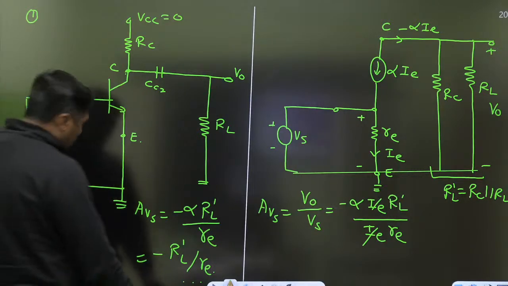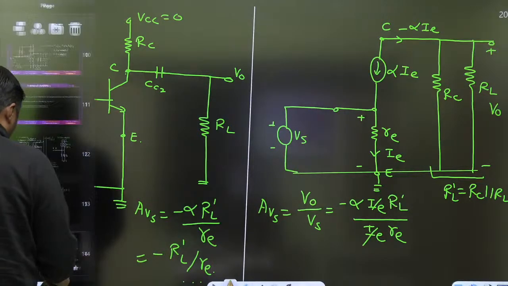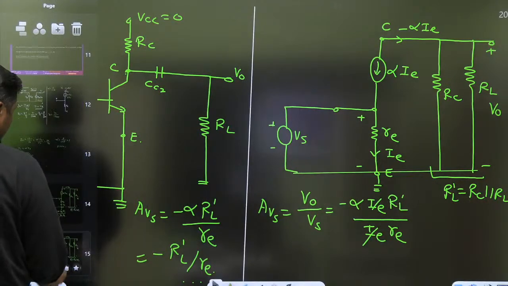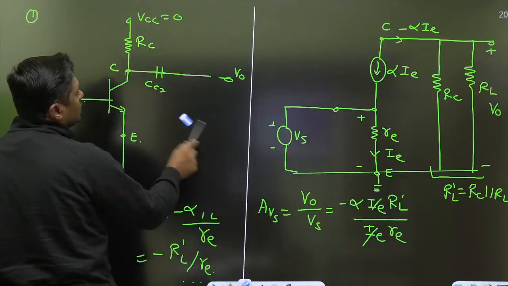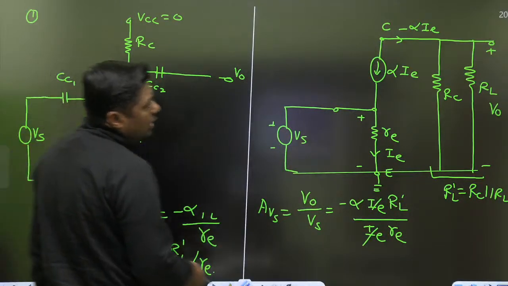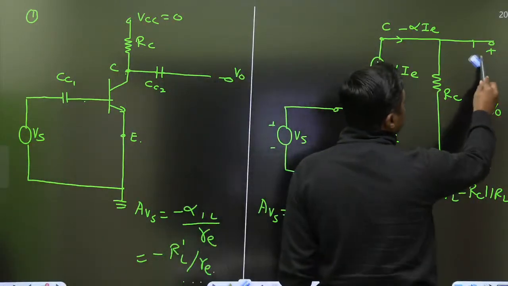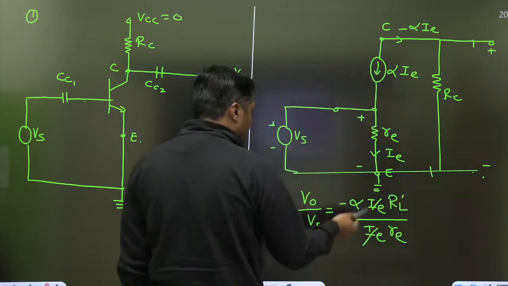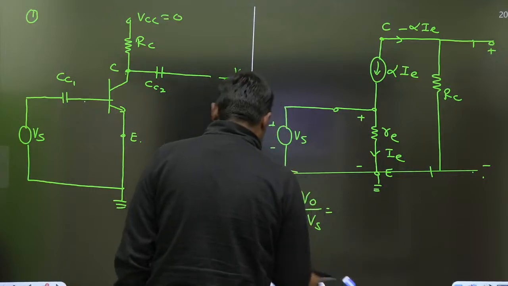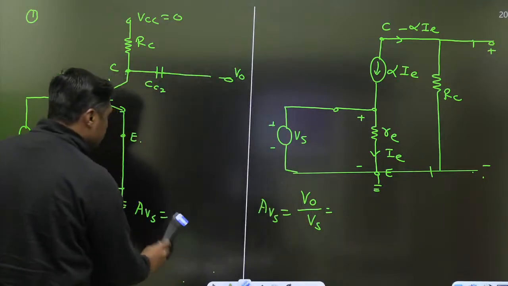If in a particular numerical RL is not given, for example, if the RL is not given, remove the RL. No problem. Simply remove the RL. Only RC is there in this formula. Only RC. Finished.